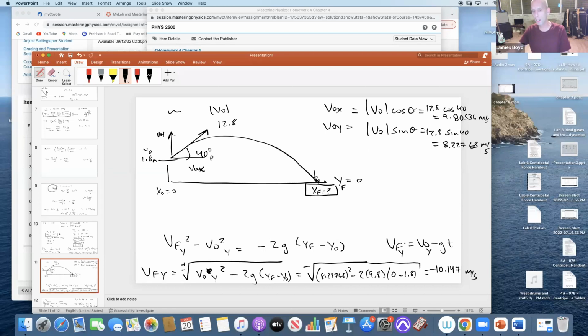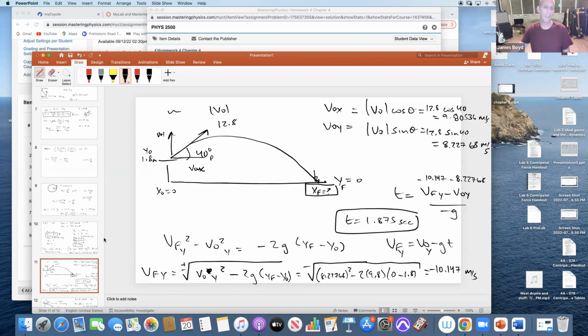Using this equation to find time, I get that time is V final Y minus V initial of Y over minus g. This is negative 10.147. This is positive 8.22768. So these are both going to be negative, and we're going to divide by negative 9.8. So 10.147 plus 8.22768 divided by 9.8, and I get 1.875. So T is 1.875 seconds.